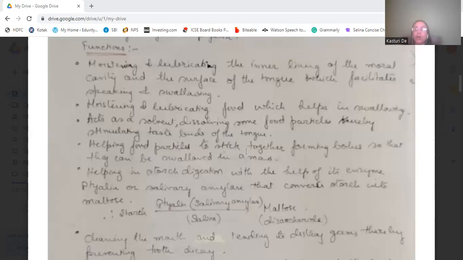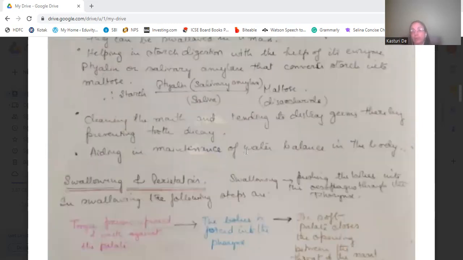Now, it also helps in cleaning the mouth. The saliva also helps in cleaning the mouth and tends to destroy the germs that penetrate the teeth and can cause tooth decay. After having food, you move your tongue around the mouth. If there is saliva inside the mouth, on the tongue, that will clean the mouth.